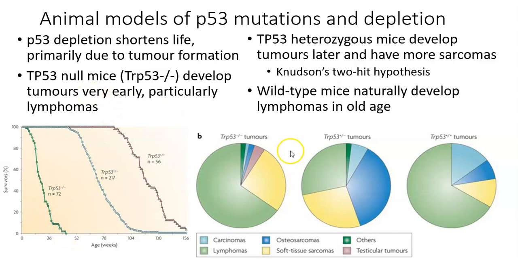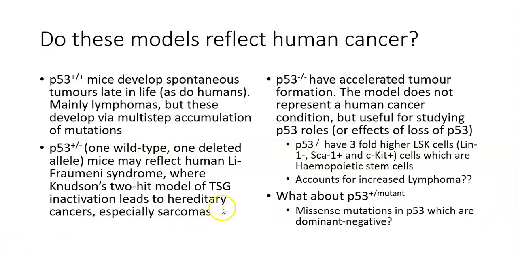And what we can see with these models is that the range of tumours that you get an awful lot of lymphomas, both in old mice and p53 null mice, and in the p53 heterozygous mice you get a lot of sarcomas and osteosarcomas and soft tissue sarcomas. So to some extent, these mice do represent Li-Fraumeni syndrome quite nicely, because those patients also have a higher proportion of sarcomas. And this is summarised here.